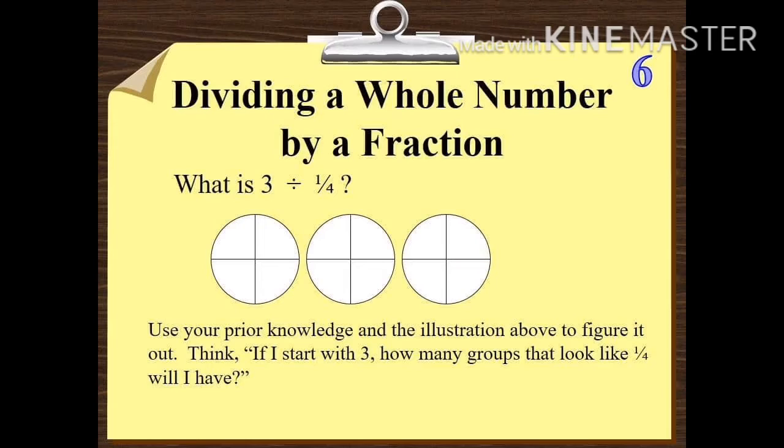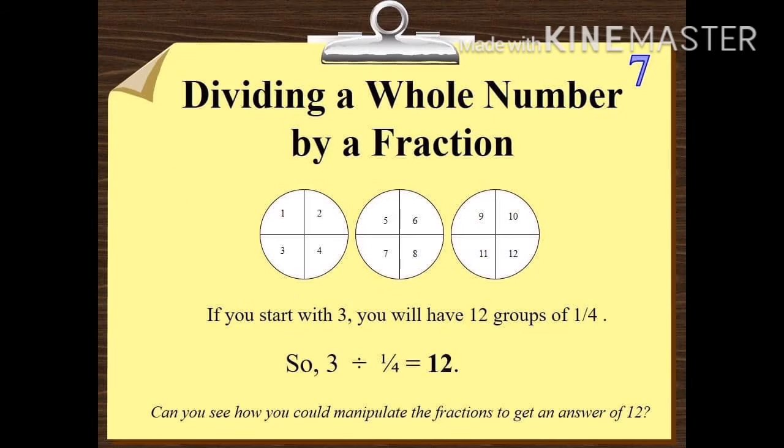Next is dividing a whole number by a fraction. What is 3 divided by 1/4? Just take a look at the figures. Use your prior knowledge and the illustration above to figure it out. Think, if I start with 3, how many groups that look like 1/4 will I have? If you start with 3, you will have 12 groups of 1/4. So 3 divided by 1/4 is equal to 12. You're right. Can you see how you could manipulate the fractions to get an answer of 12?